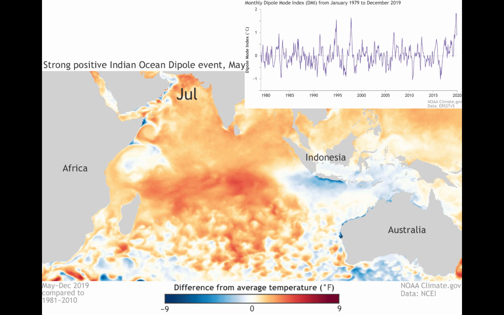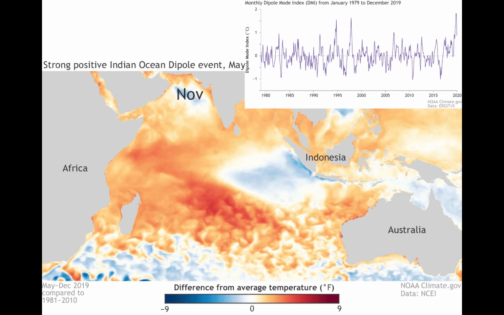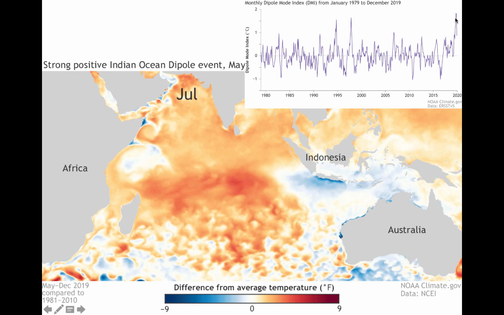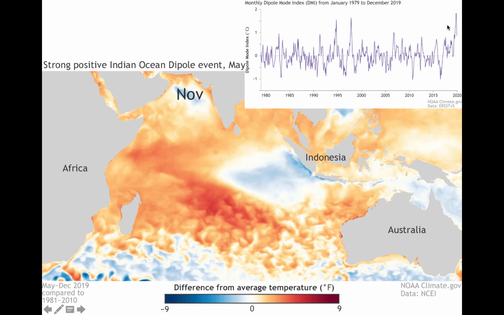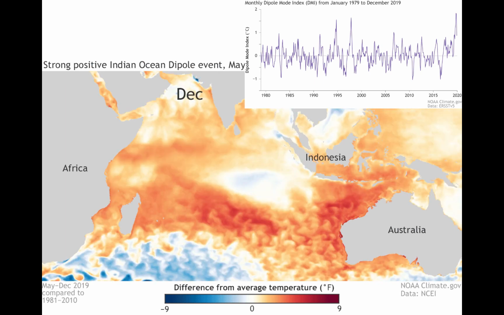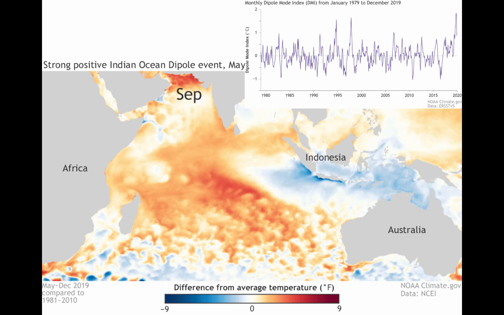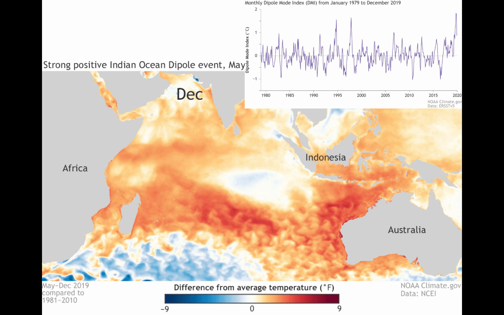When quantifying the IOD based on the difference in temperature anomaly between the western and eastern Indian Ocean, the 2019 event was one of the strongest in recent history, as can be seen in the time series of the monthly dipole mode index, or DMI, seen at top right, and provides further evidence that the IOD can develop in the absence of ENSO forcing.